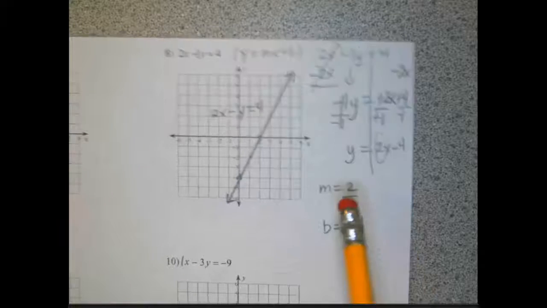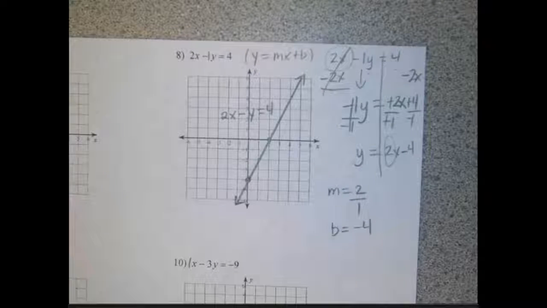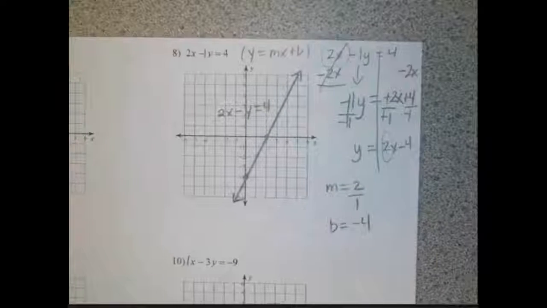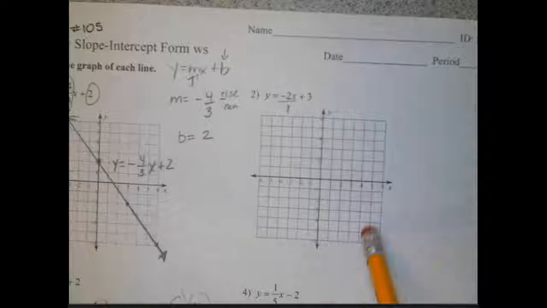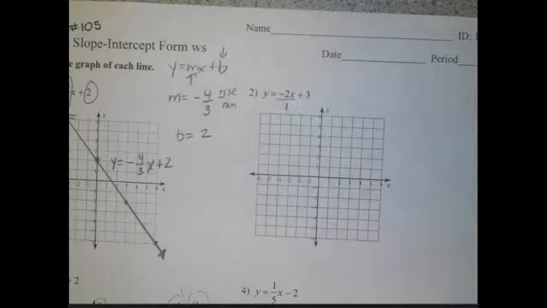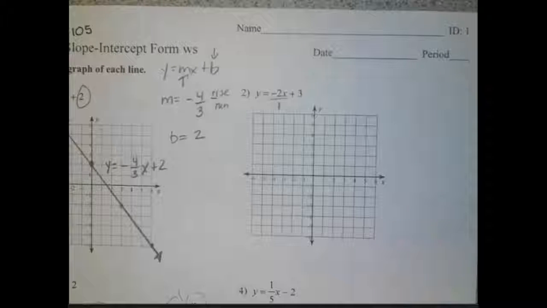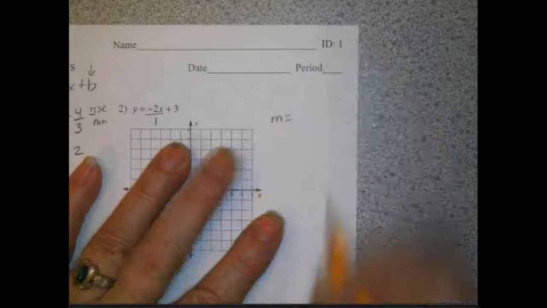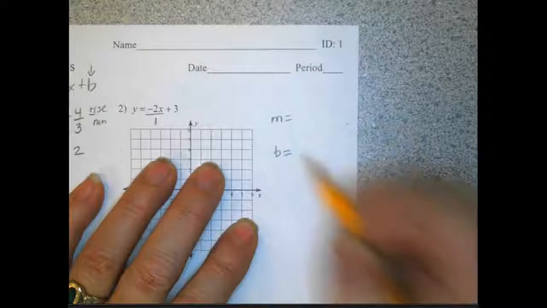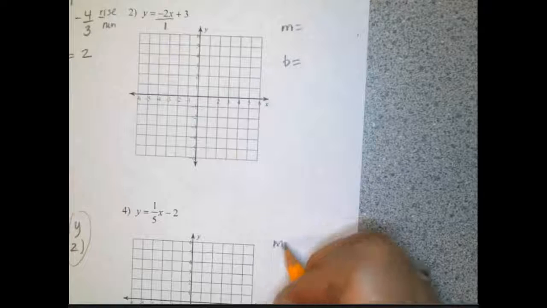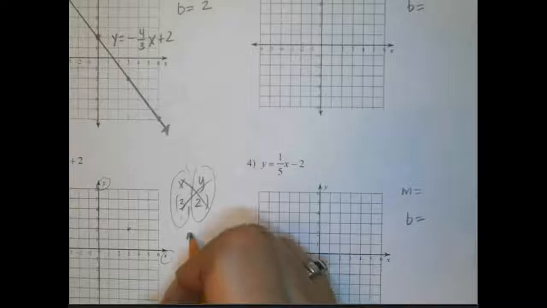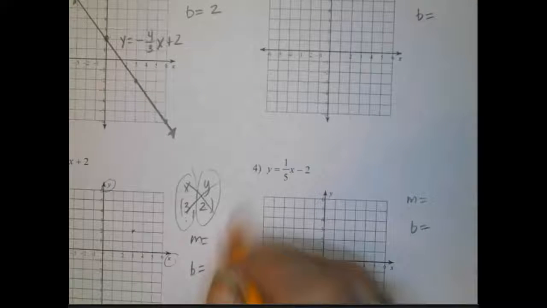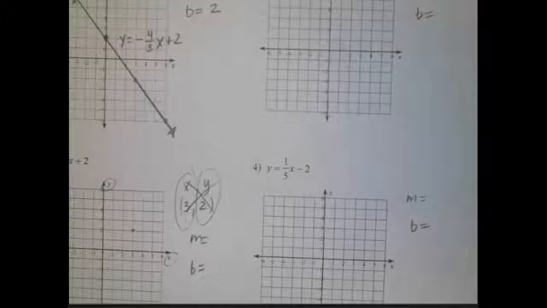Okay, so this example is going to help you with 7 through 12. You should already be done with the 5 and 6. 2, 3, and 4 are already in slope-intercept form. You just need to find your m and your b. Right? So I would write m equals, b equals. Write in that information so you know what you're working with.